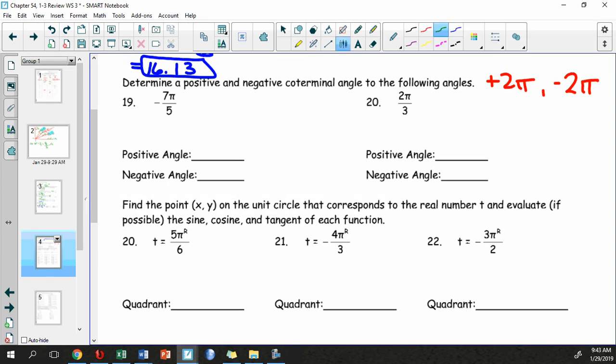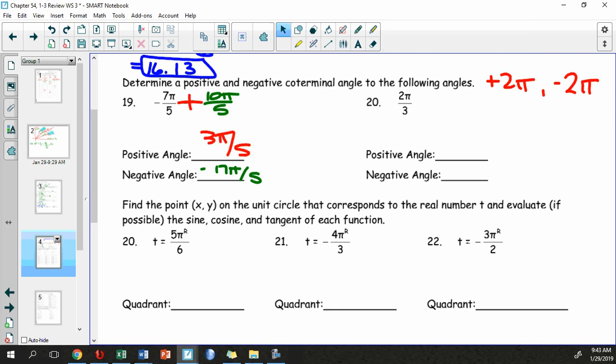So if I do that here, I'm going to subtract 5 times 2 is 10 pi over 5. Yes? So that's going to give you negative 17 pi over 5. Yes? Yes? Change this to plus, and that's going to give you 3 pi over 5. Anybody a little bit irritated right now? Okay, do we understand that?